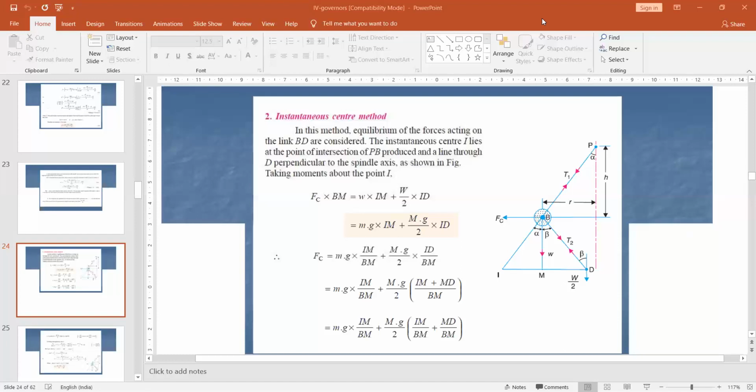So then small mg into IM by BM plus capital MG by 2 into, ID is replaced with IM plus MD, isn't it? ID is replaced with the term IM plus MD.